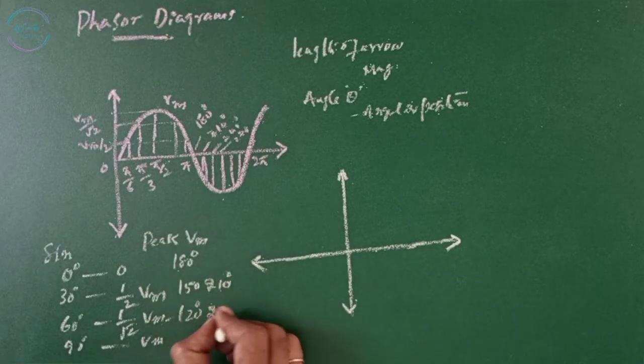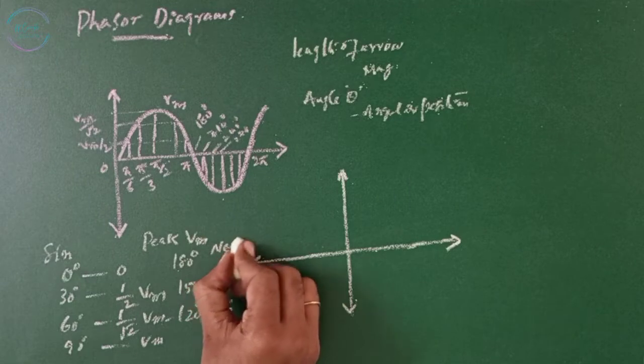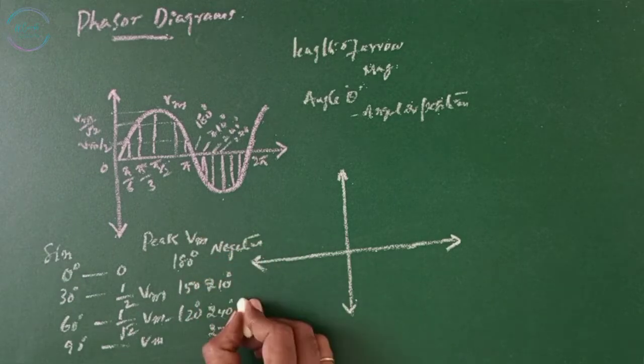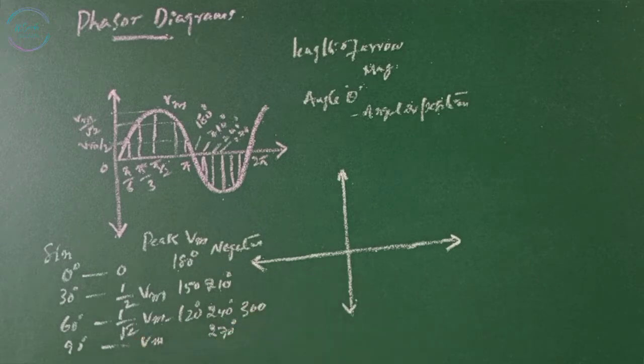At 240, negative Vm by root 2, negative values. At 270 it's maximum negative. At 300 it's negative Vm by root 2, and at 330 it's negative half Vm. At 360 it's 0 again.